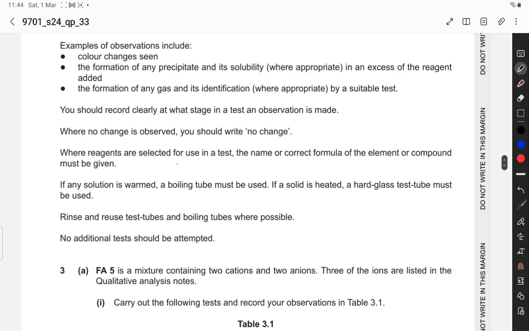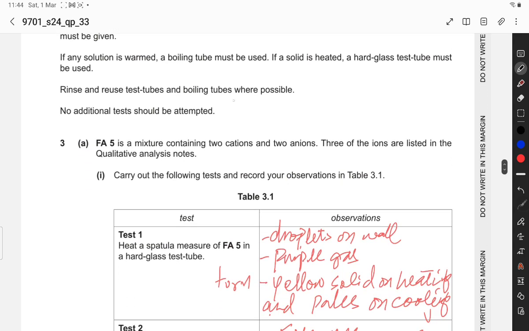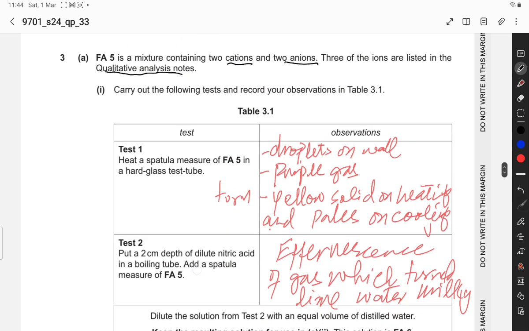Where reagents are selected for use in a test, the name or correct formula of the element or compound must be given. If any solution is warmed, a boiling tube must be used. If a solid is heated, a hard glass tube must be used. Rinse and reuse test tubes and boiling tubes where possible. No additional test should be attempted. Question number 3, FA5 is a mixture containing two cations and two anions. Three of the ions are listed in the qualitative analysis notes.